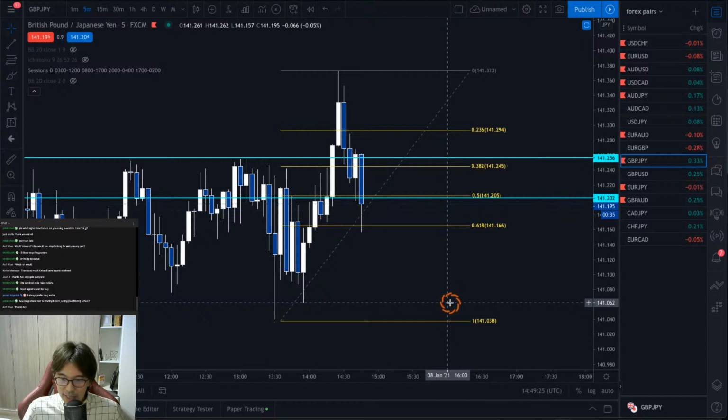The candlestick has retraced 50%. Yep. So it's better to always wait for the candle close. So we have about 20 seconds to wait.